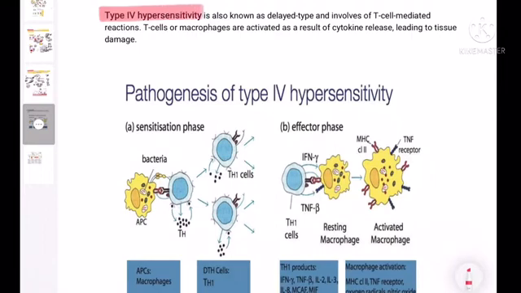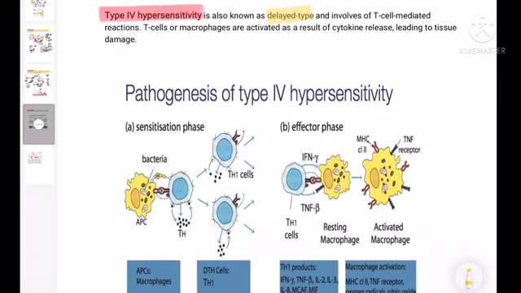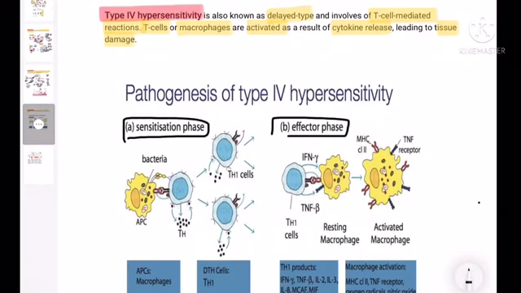The type 4 hypersensitivity reaction is a delayed type of reaction. It will take time. Now the pathogenesis. So it also has two phases, a sensitization phase and an effector phase, like type 1.